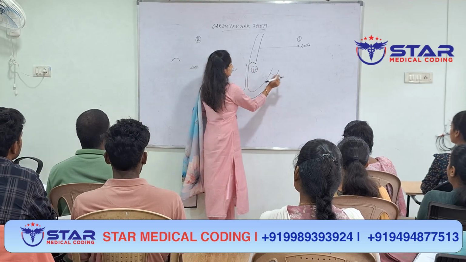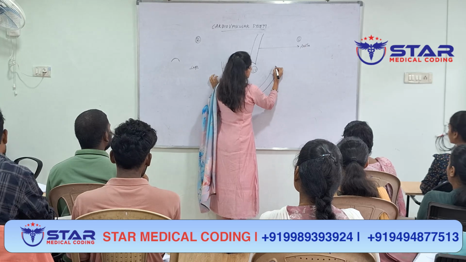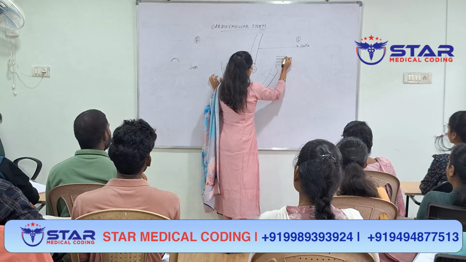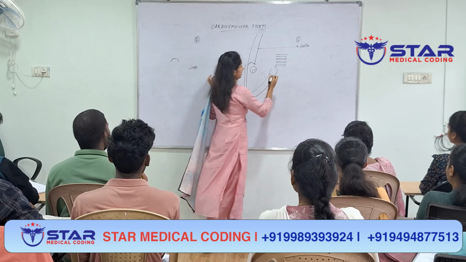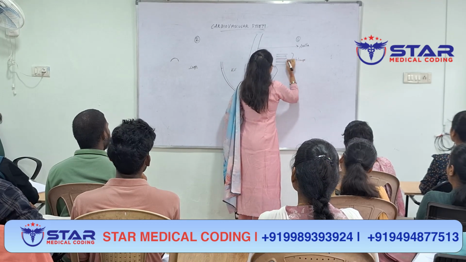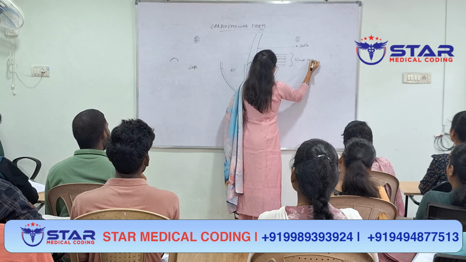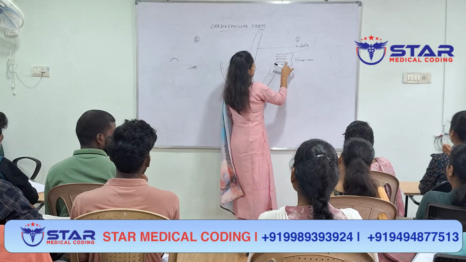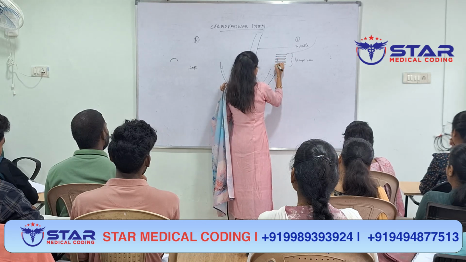Got it? Now next, this extends up to here where we have 4 large veins. How many? 4. So we have 4 large veins. These veins are connected to the lungs.